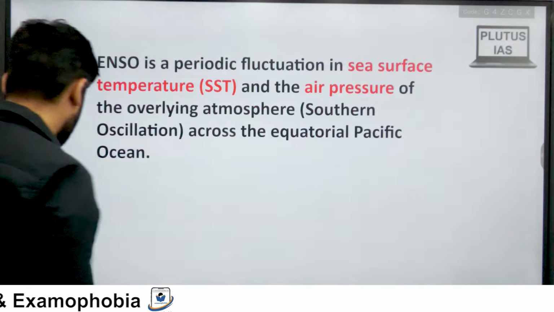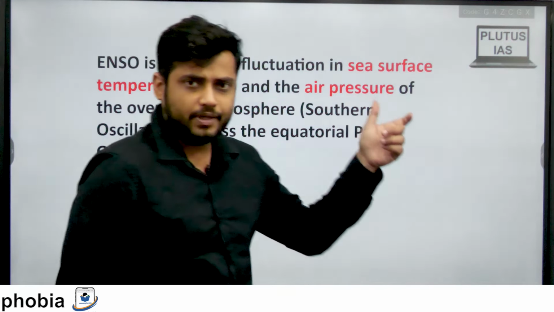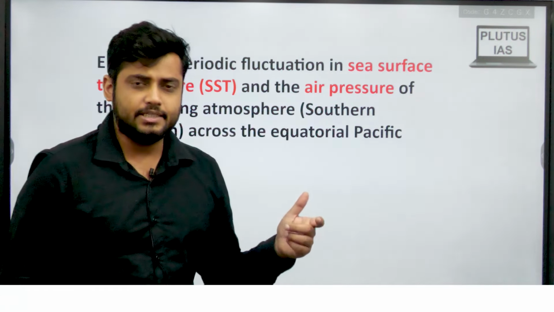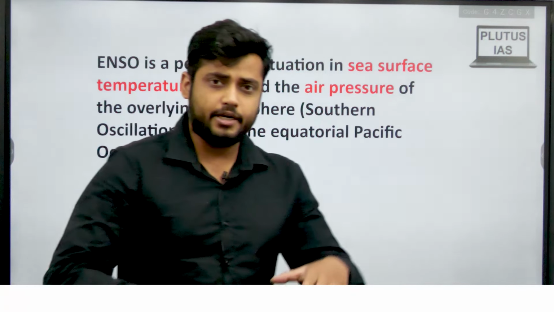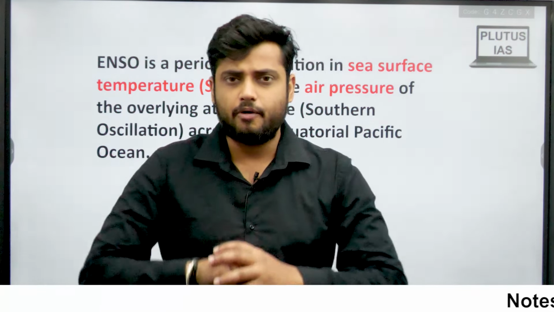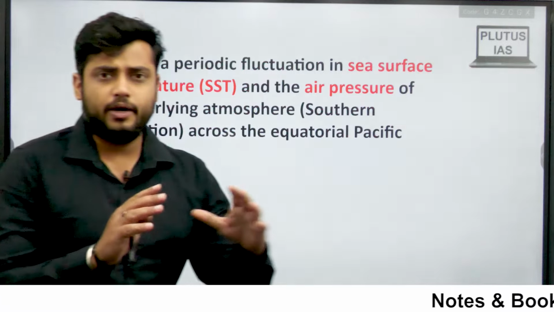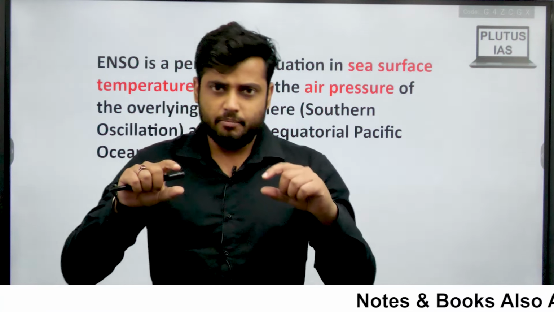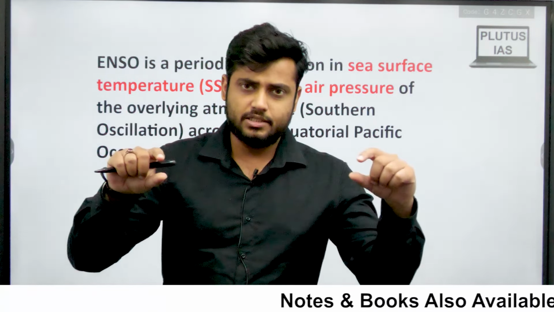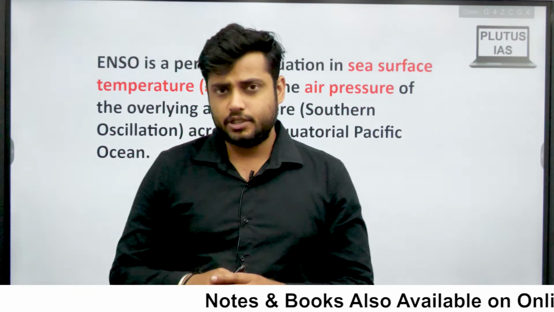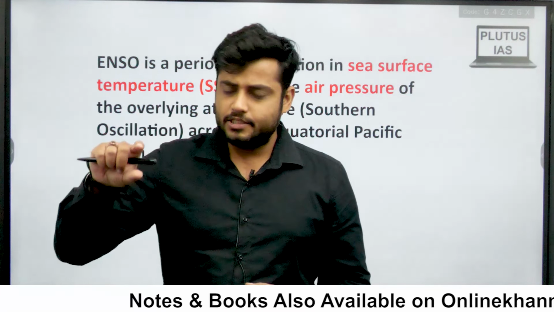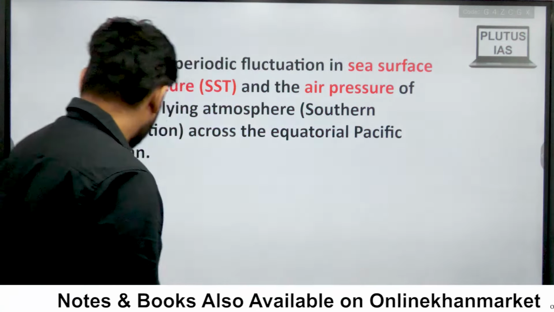So ENSO: one thing is related to the sea surface temperature, and the second thing is Southern Oscillation, which is related to the atmospheric pressure just above the surface. You have already seen that there is wind movement from east to west in the Central Pacific Ocean. The trade winds are moving in general from east to west.